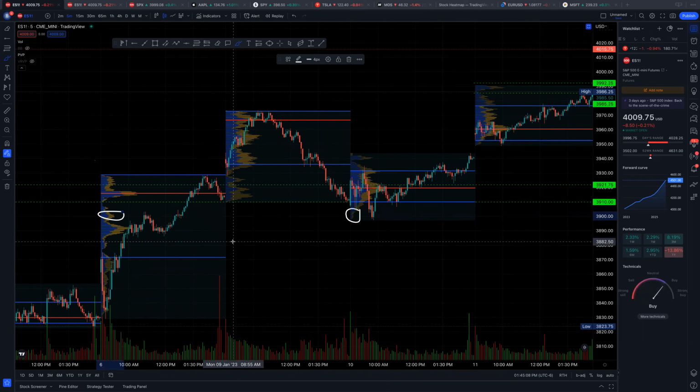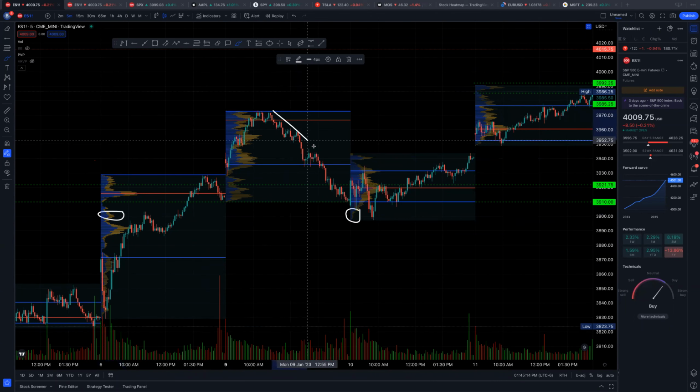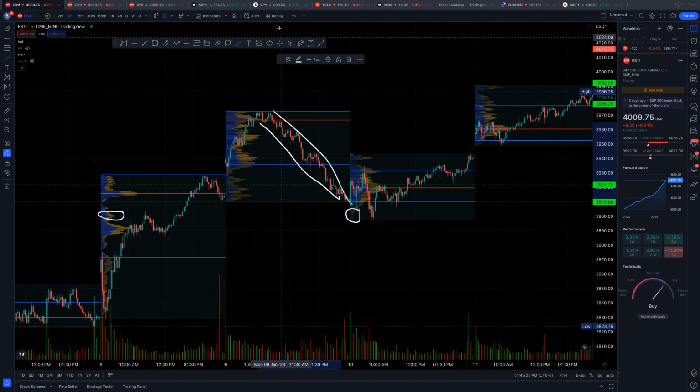So what is that telling me? That previously we had a lot of interest because this trend currently is moving down. So for me, the momentum is to the downside right here. Correct?